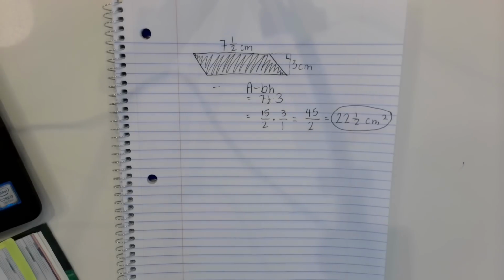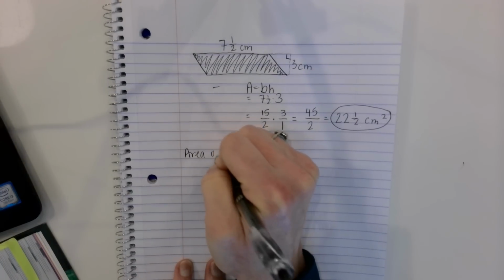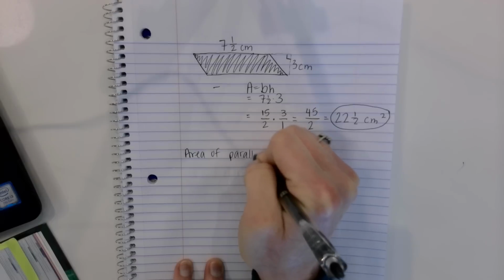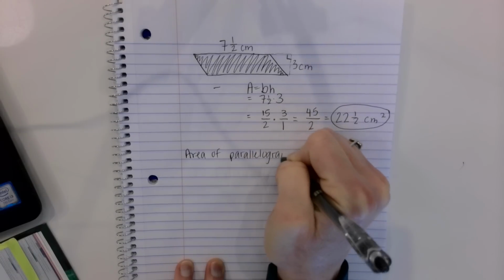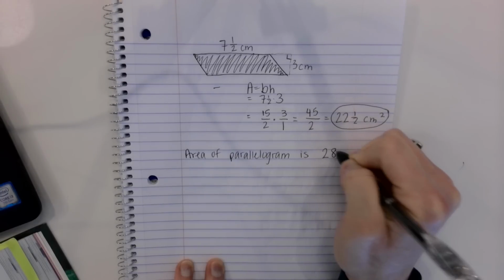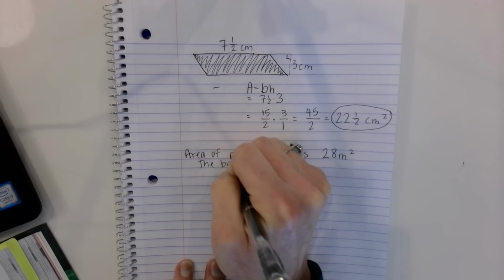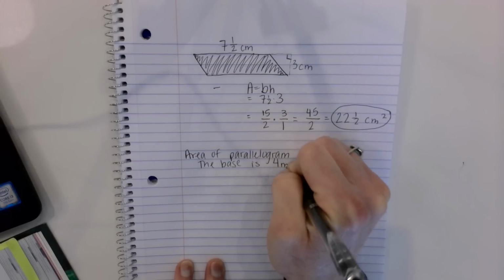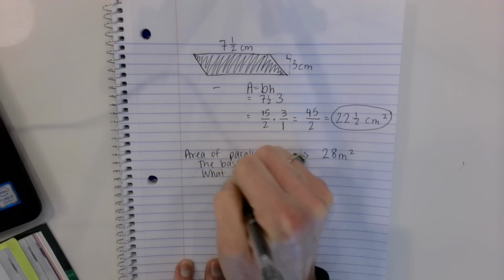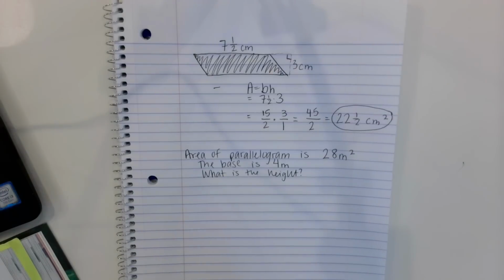I want to look at one problem. What if you know that the area of a parallelogram is 28 meters squared, and if you know that the base is 4 meters, what is the height? Some of you might already be able to figure that out. Okay, so think about it for a second, pause and think.